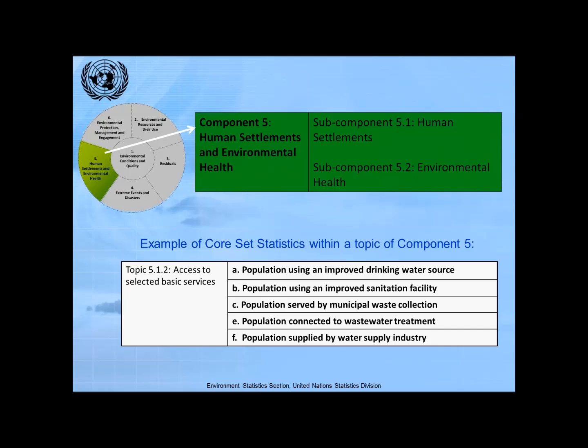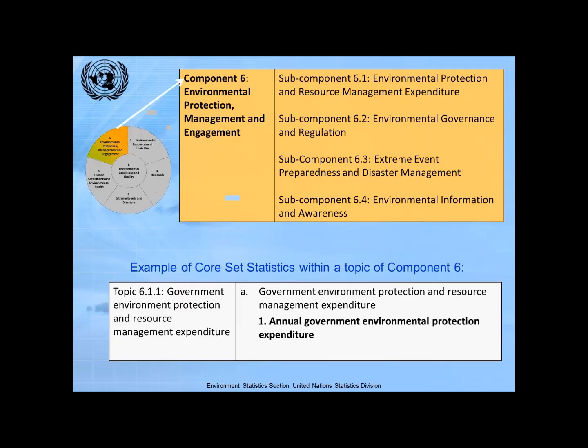And the last component looks at environmental protection, management, and engagement. And here we have 4 subcomponents looking at the expenditure on environmental protection and resource management. We look at environmental governance and regulation. Then we look at extreme event preparedness and disaster management. And finally, not a very statistical subcomponent, but we felt it's important, which is environmental information and awareness.